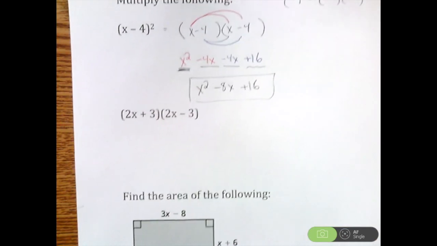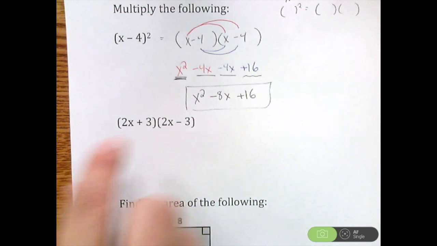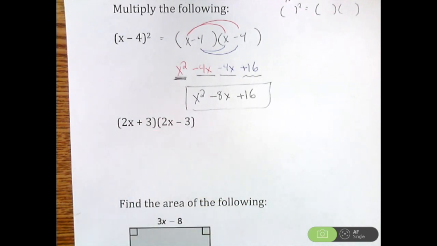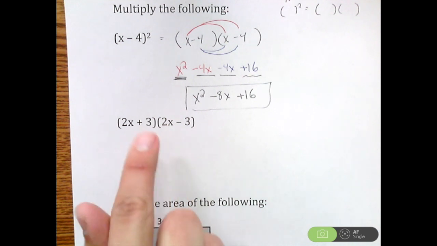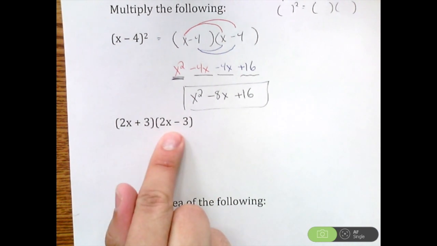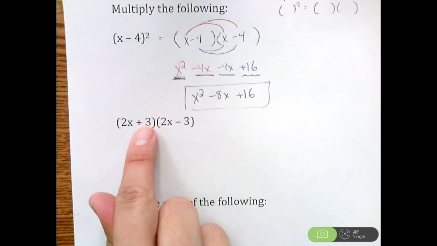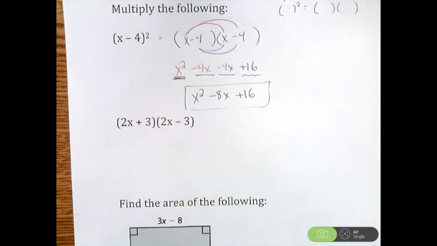All right, one more example I want to show you. So I have 2x plus 3 times 2x minus 3. Looking at this problem, very, very similar pieces we're multiplying there: 2x plus 3 and 2x minus 3. So the difference is a plus and a minus. Something really interesting is going to happen here. We'll see it as we get through the problem.